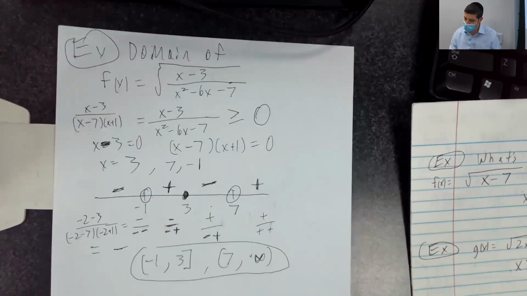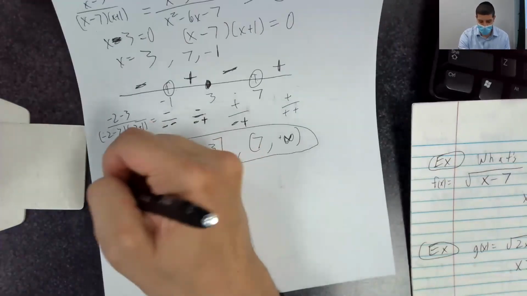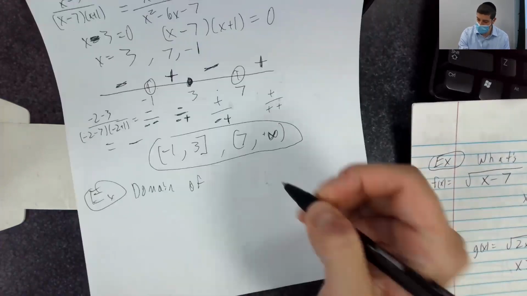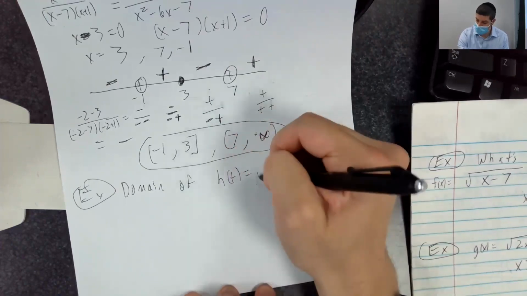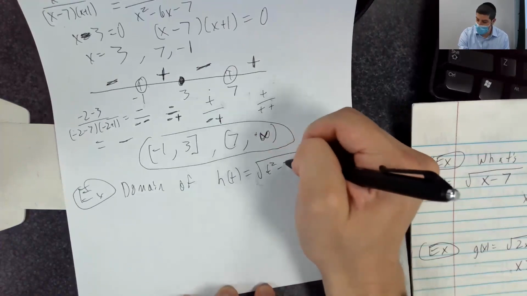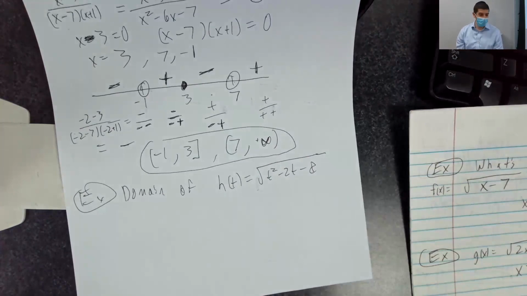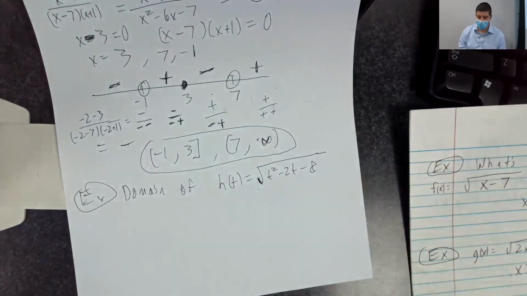Okay, so let's do, fine. So let's try another example. So do the domain of, let's see, h of t equals the square root of t squared minus 2t minus 8. Okay, so this one's actually easier. It's going to be less work, but do it the same way. Right? We have a radical, so do it the same way. Okay. So no denominator means your life will be easier, but try it.